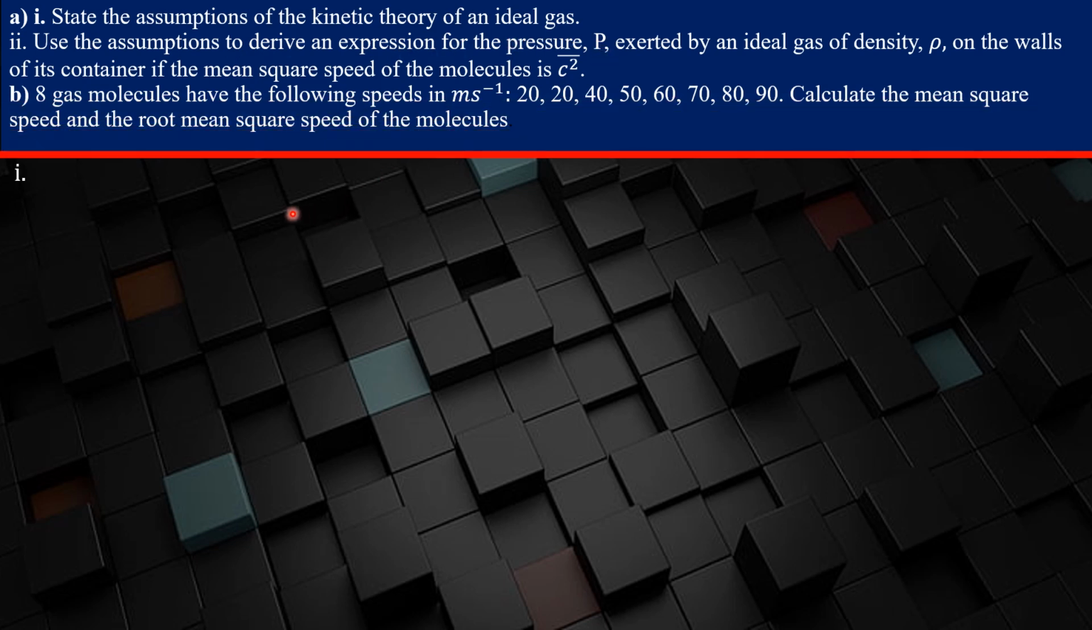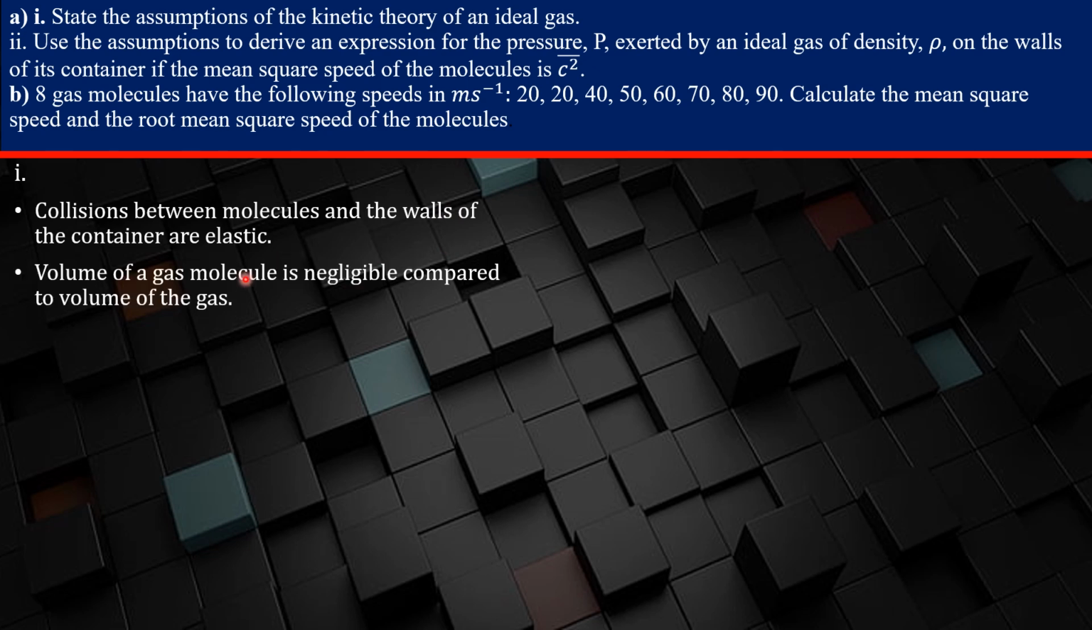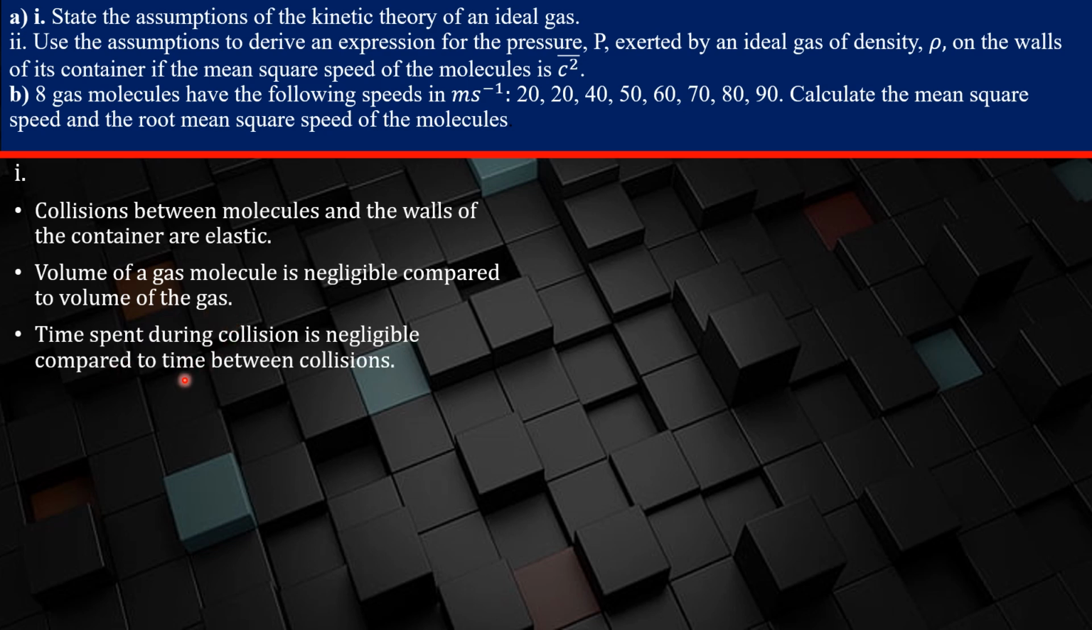Okay, so the assumptions, easy peasy. Collisions between molecules and the walls of their container are elastic. Next assumption, the volume of a gas molecule is negligible compared to the volume of the gas. Third assumption, time spent during collision is negligible compared to time between collisions. Fourth assumption, the intermolecular forces between gas molecules are negligible. These are the four major assumptions for the ideal gas equation. Any other thing really is not major.